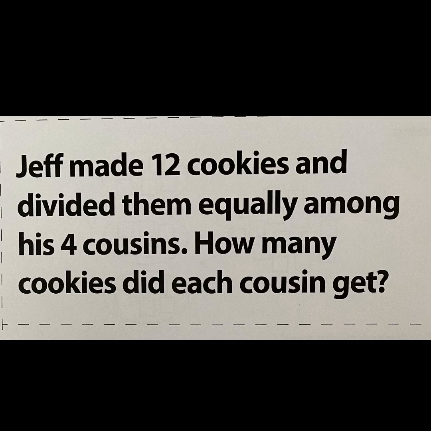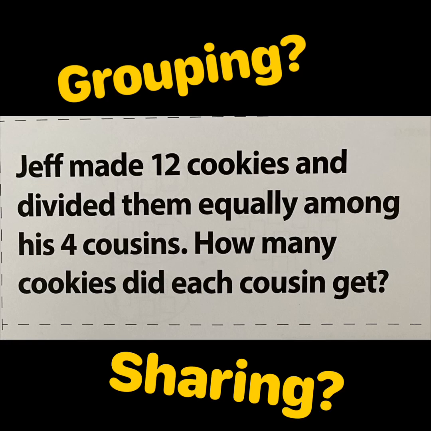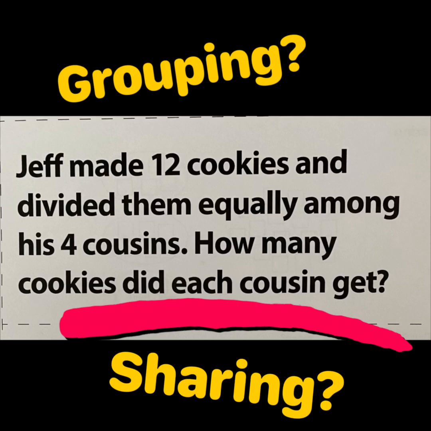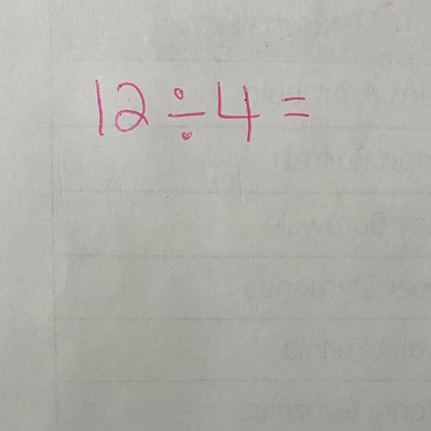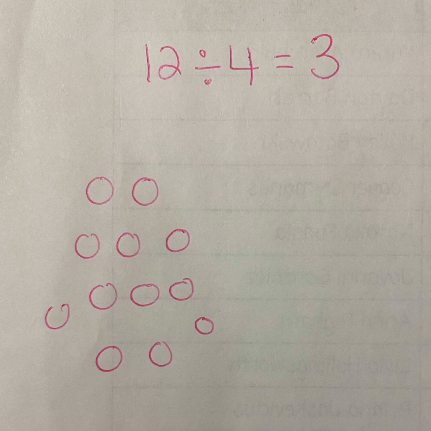Jeff made 12 cookies and divided them equally among his 4 cousins. How many cookies did each cousin get? Is this grouping or sharing? How will we know? Let's focus on the question. How many cookies did each cousin get? So let's write the equation down. For sure, the equation is 12 divided by 4. And there's a good chance, hopefully, you already know that 12 divided by 4 is 3.